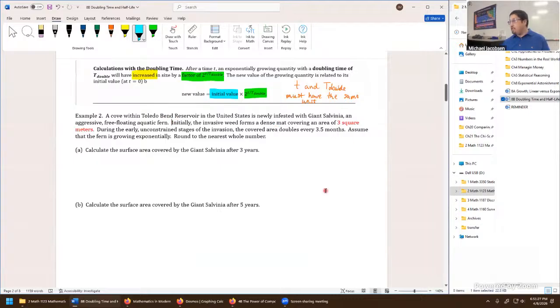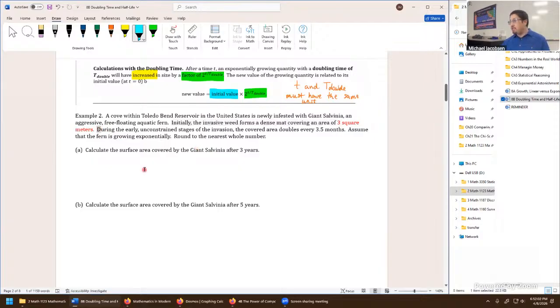And we're told that initially, the invasive weed forms a dense mat covering an area. And I made a quick revision on this problem here. It was initially 1 meter, but that's going to be an initial value. And I felt like putting a 1 here kind of made that value disappear. So I changed it to 3 meters to make it actually show up when we write down the notes. So sorry for that quick revision right there. So we have an initial invasion of giant salvinia in this location in the US, initially covering 3 square meters.